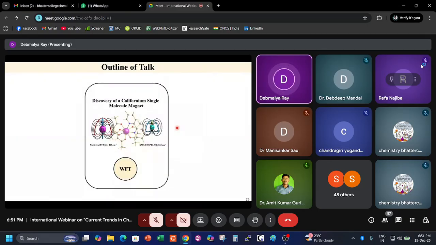So in the second part of my talk, I'm going to talk about the discovery of a californium single molecule magnet. So californium and dysprosium, these are lanthanides and actinides, right? So these are very strongly correlated materials. And for this type of metals, basically, DFT calculations usually don't work. So we have to use something called multi-reference calculation or wave function-based theory calculation.